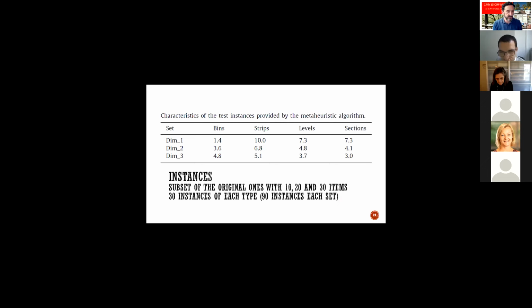In order to test different types of instances, we have adapted the original instances of these 3 sets. By doing so, we have obtained new instances by doubling, in this case, and tripling the dimensions of the items, okay, with exactly the same bins.